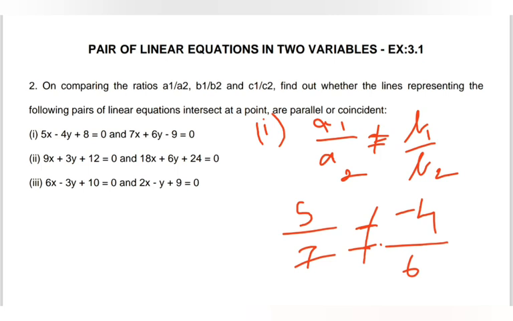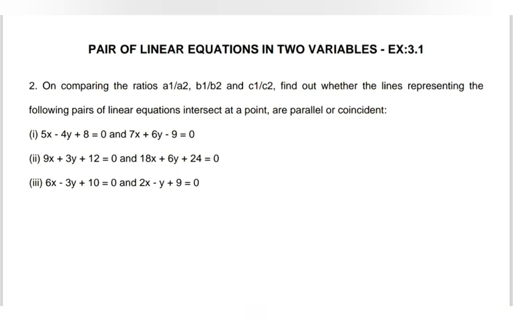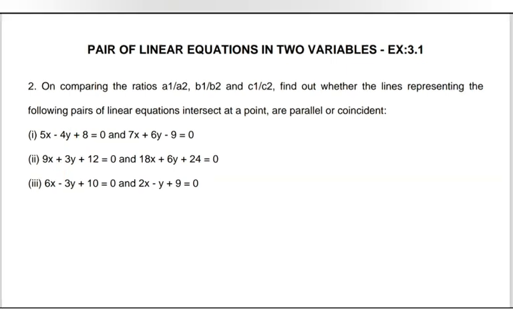Let's do the second one. 9x is a1, 3y is b1 and 12 is c1. 18x is a2, 6y is b2 and 24 is c2.